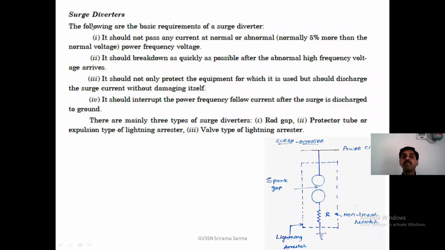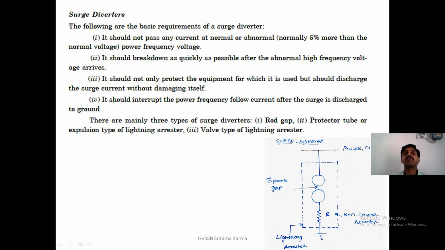So what are the basic properties? It should not pass any current at normal or abnormal power frequency voltage, that is normally 5% more than the normal voltage. It should break down as quickly as possible after the abnormal high frequency voltage arrives. It should not only protect the equipment for which it is used, but it should discharge the surge current without damaging itself. It should protect itself and the equipment also. It should interrupt the power frequency flow of current.